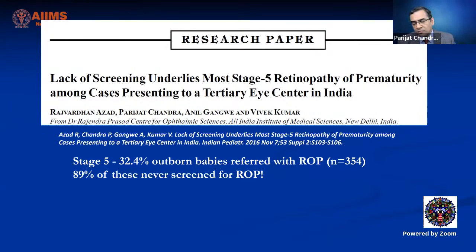So what is the basic problem which is happening here? The basic problem which is happening here is that there is a lack of screening, and that is what is actually causing this stage 5 to happen to a large extent in our country. Stage 5 happens in 32.4% of the cases which were referred in this series, and 89% of them were never screened for ROP. It's a very sad situation. And if you see, 18% of them were referred from the capital city of India. So we're not talking about small villages where this number could be really very high. This is happening in the capital of India, so the scenario you can understand is very grave.